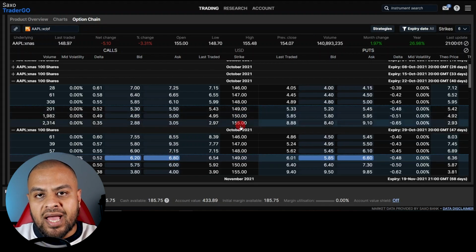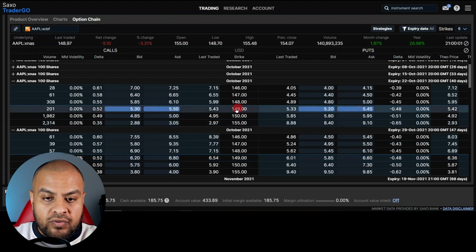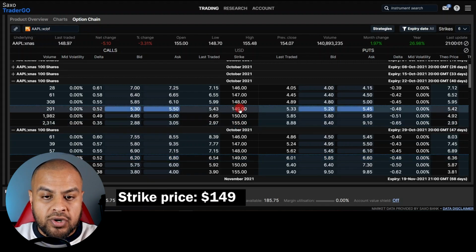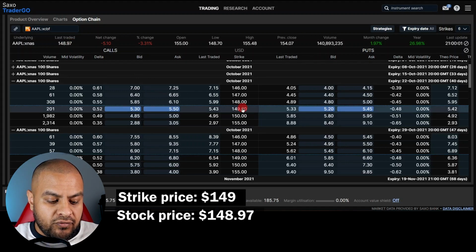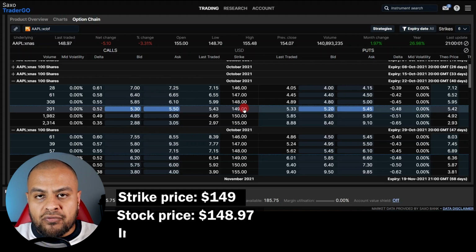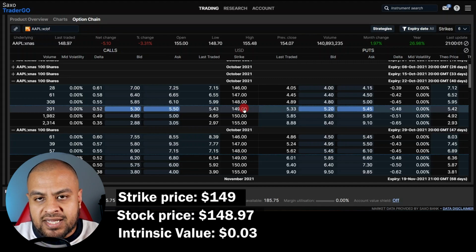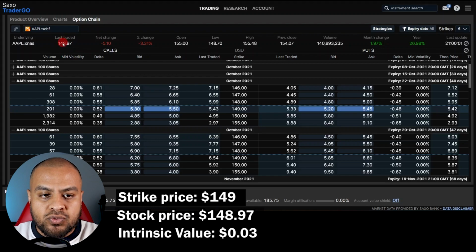Also be aware, an option can have extrinsic value with no intrinsic value. So for example, if we go back to the $149 strike price and our stock price is $148.97. So the stock price is $148.97, strike price of $149. That difference there gives us $0.03 of intrinsic value, basically $0. But the value comes from the expiration because it's expiring in 40 days. So in 40 days time, it's highly unlikely Apple stock price will remain on $148.97.